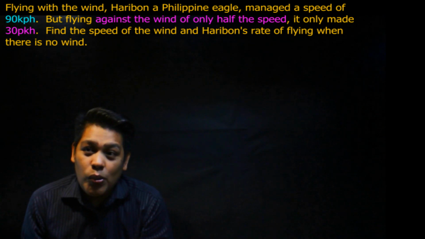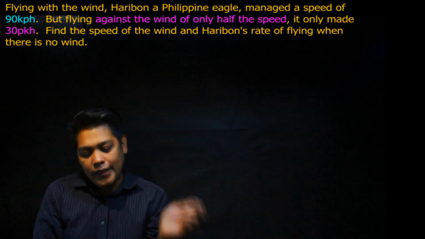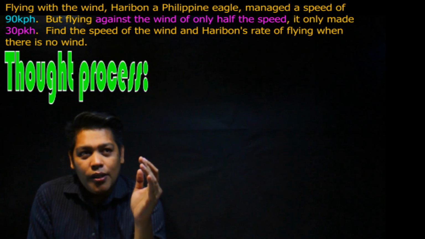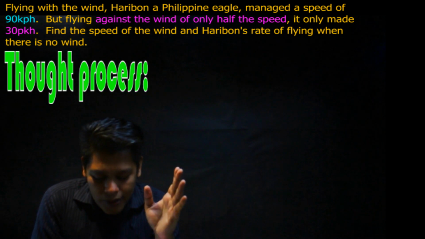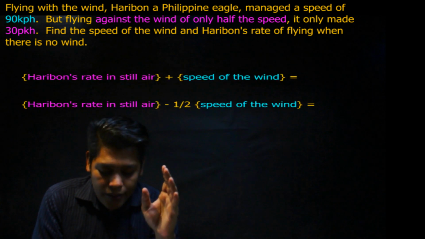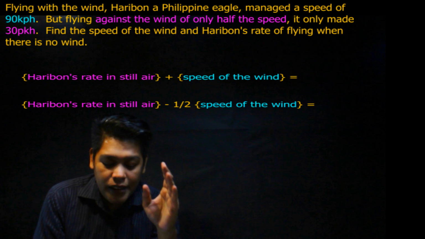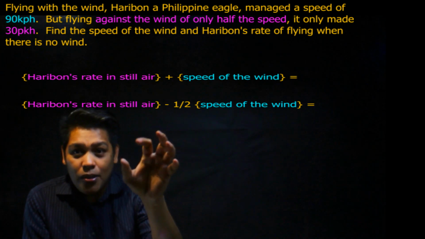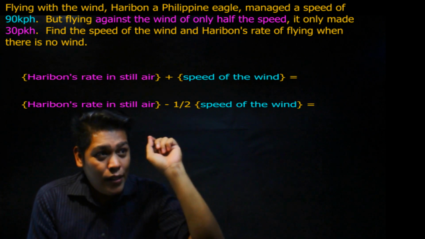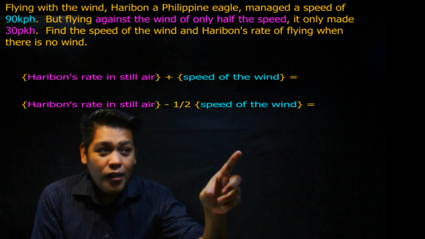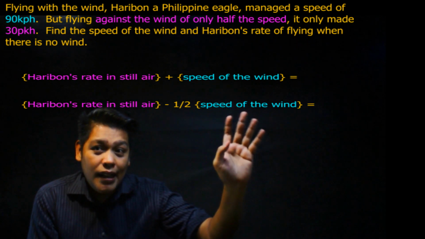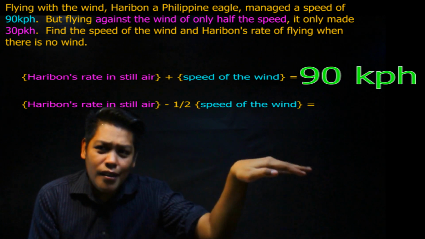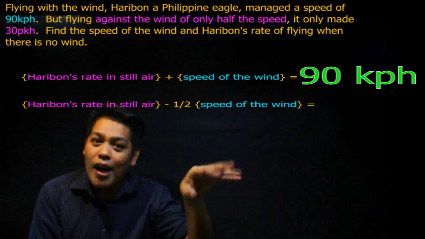So, let's go to step number 2. Step number 2 naman, thought process. So, ano nakalagay dito? The Haribon's rate in still air plus the speed of the wind, yung tumutulong sa kanya, equals 90 kilometers per hour. 90 siya, yung bilis niya. Bilis ng lipad niya, 90, kasi may katulong na hangin.